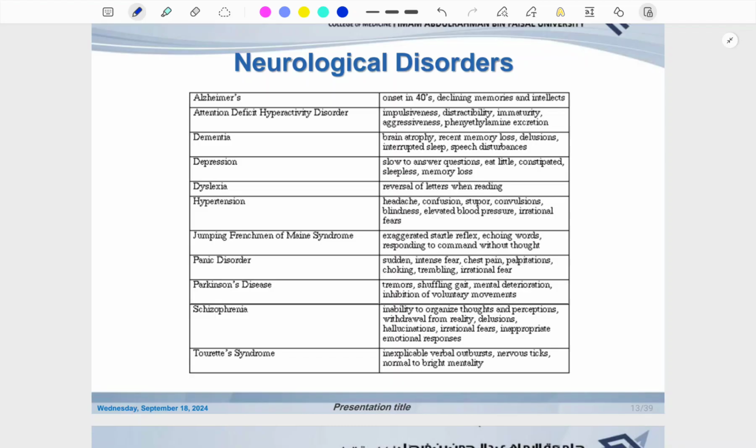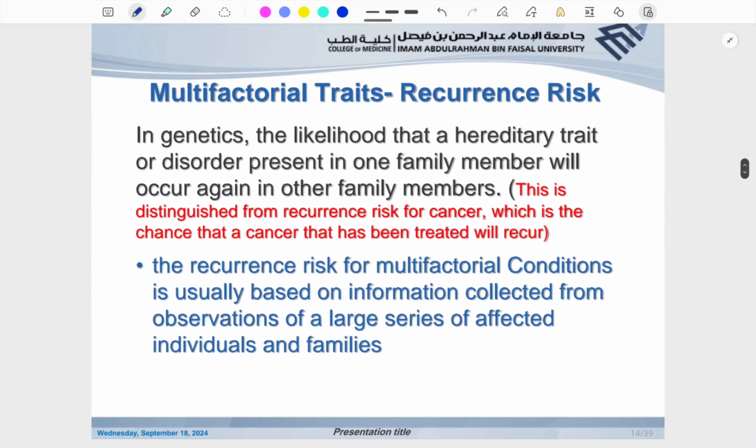Recurrence. When we talk about recurrence in a hereditary trait or disorder in genetics, it means recurrence in the same family. Like sickle cell anemia: you have a child with sickle cell anemia. What is the recurrence of having another child with sickle cell anemia? That's what we mean by recurrence in genetics.